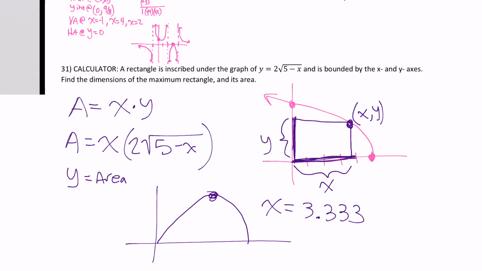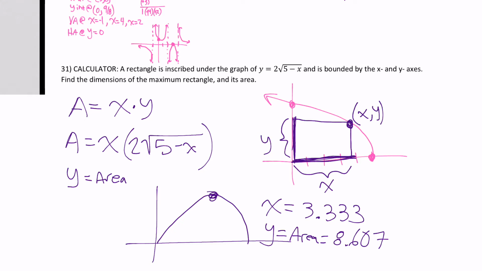3.333. It's probably exactly 3 and a third, because of calculator rounding, but who knows, let's just call it 3.33. And then it says y equals, which is really area, equals 8.6066, so 607.